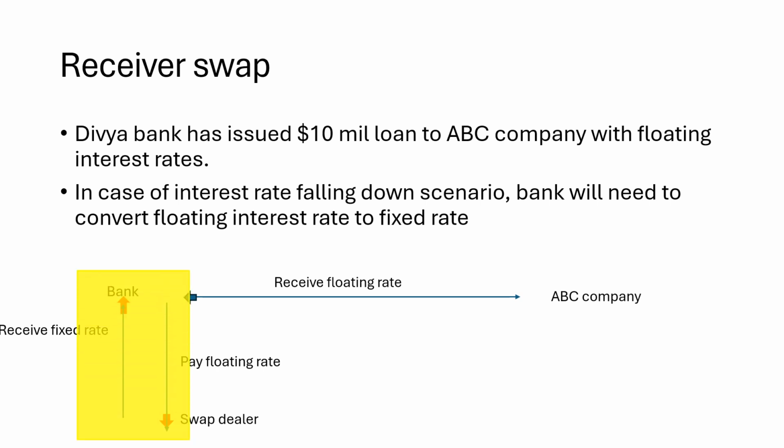Since the bank is paying floating rate, the naming convention works with the paying interest rate. Since the bank is paying floating rate to the swap dealer, this swap will be called a receiver swap.